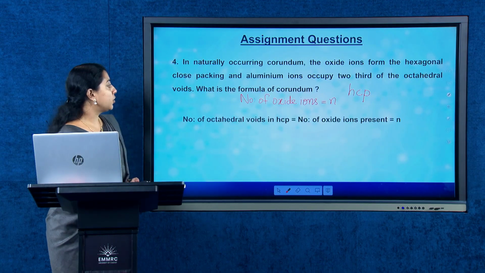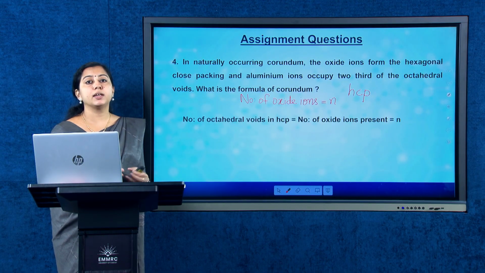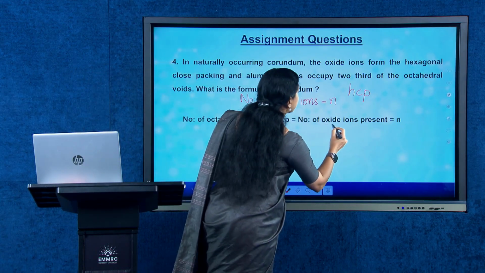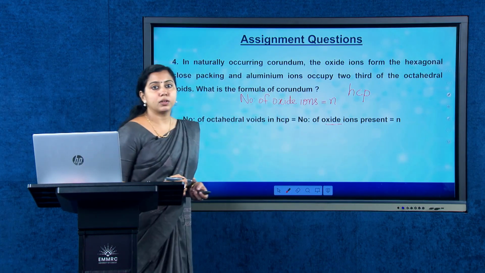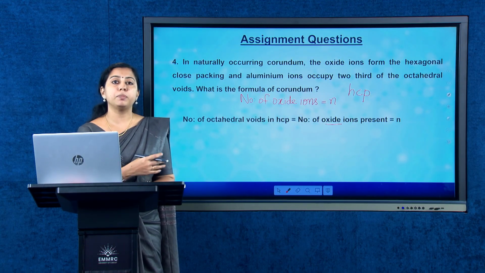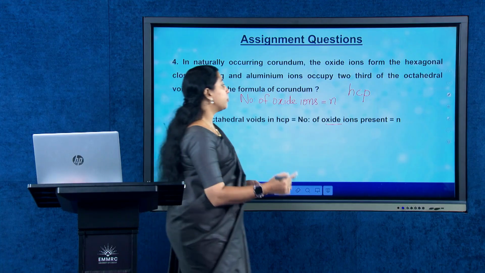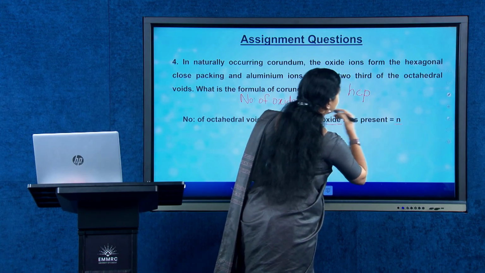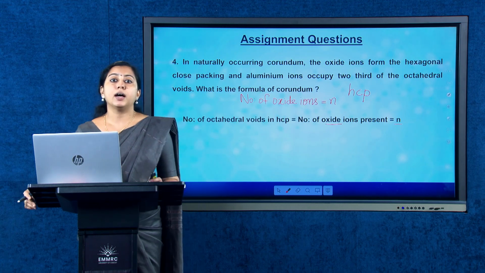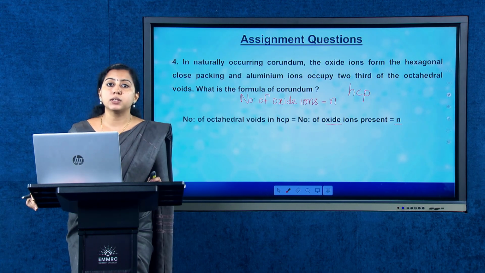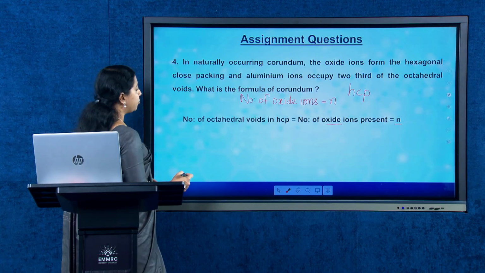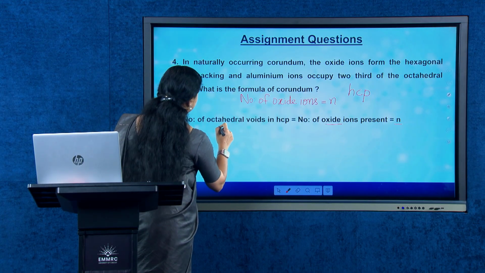So, the number of octahedral voids in a hexagonal close packing will be equal to the number of oxide ions present. We have given the number of oxide ions as N. So, what will be the number of octahedral voids? The number of octahedral voids will also be equal to N. Okay. Now, it is given that the aluminium ions occupy 2/3 of the octahedral voids. So, what will be the number of aluminium ions?